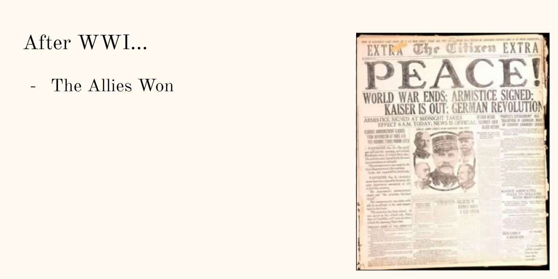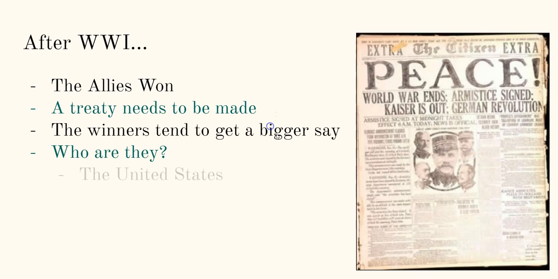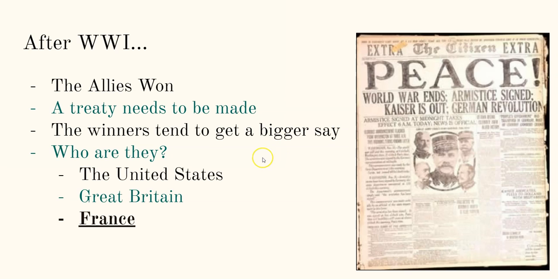The United States, Britain, and of course, France. And that's important to know because when wars are won and coming to a close, you have to decide exactly what the winner's going to get and how the loser has to pay them back. And the United States was pretty indifferent. They wanted peace going forward. Great Britain actually wanted Germany to be doing pretty well so they could trade with them.